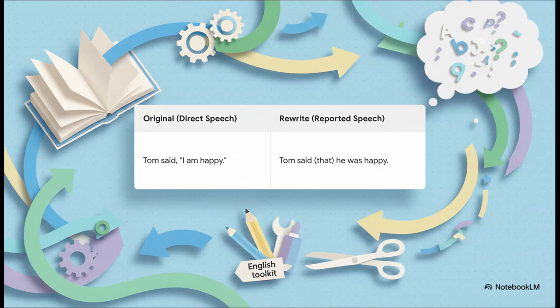Okay, let's try it out with an example. Imagine Tom says, "I am happy." So, step 1, "say" turns into "said." Easy. Step 2, you can add the word "that." It's optional but helpful. Step 3, "I" has to change to "he" because we're talking about Tom. And step 4, this is the key. You shift the tense back one step. So "am" becomes "was," and what do you get? Tom said that he was happy. See? Not so bad once you break it down.